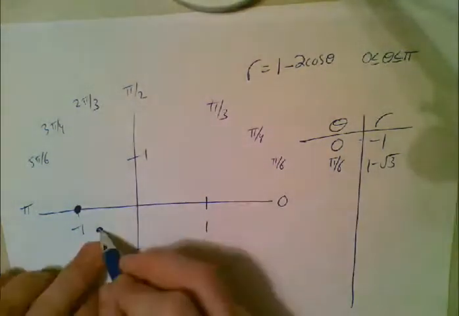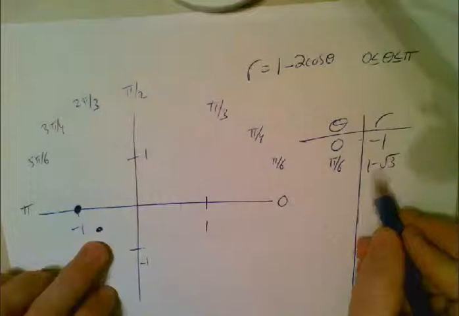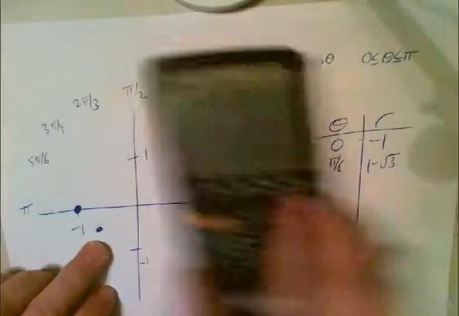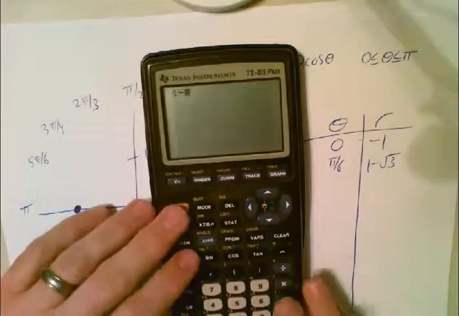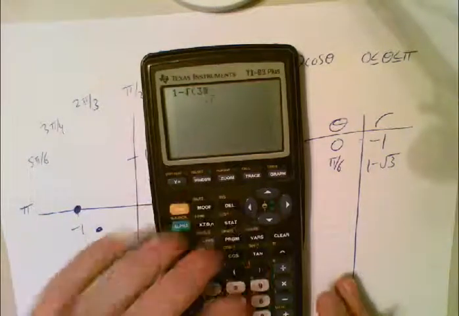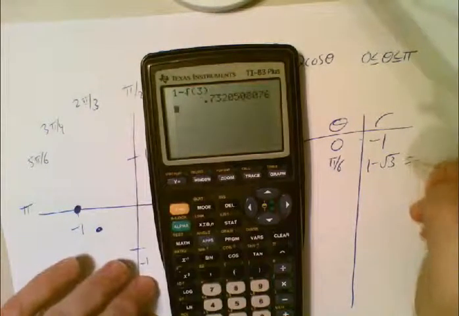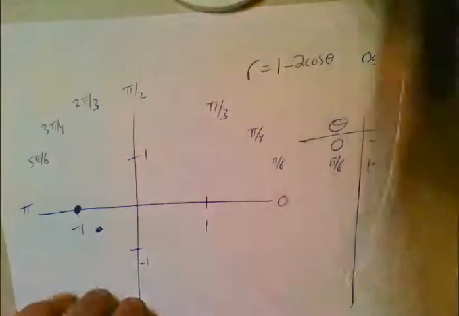Let's just say, we've got a calculator, let's just use it. 1 minus radical 3 is about negative 0.73, so almost negative 3/4.